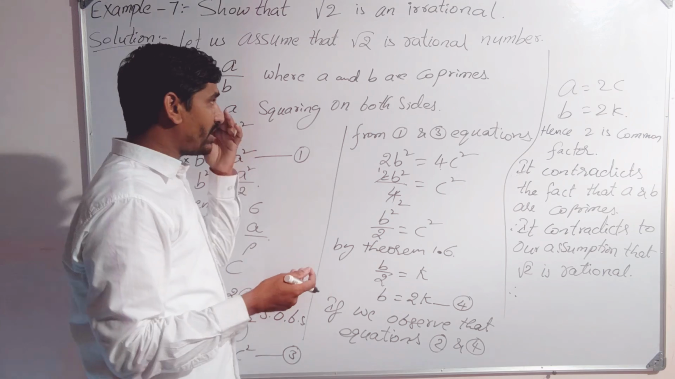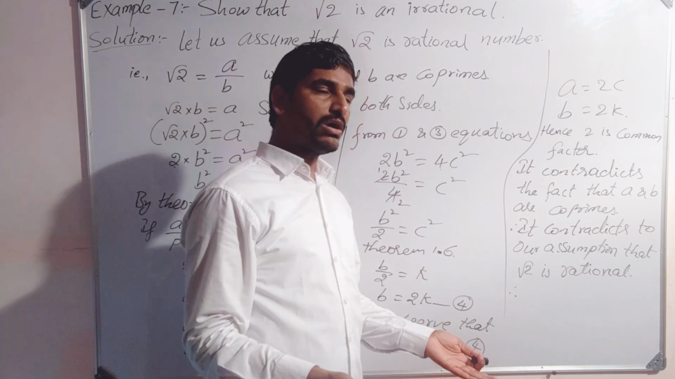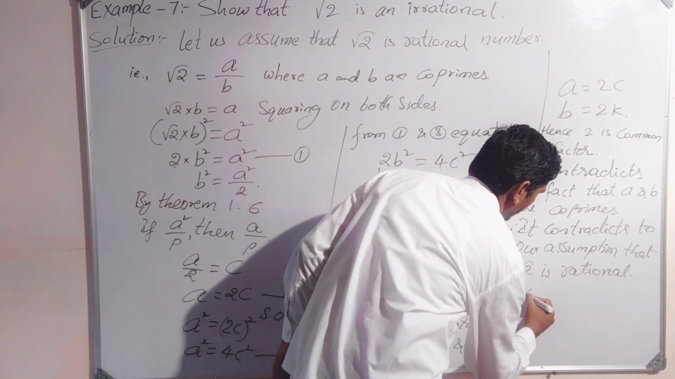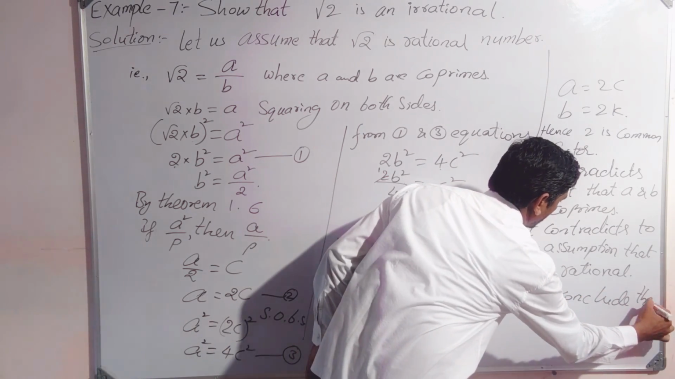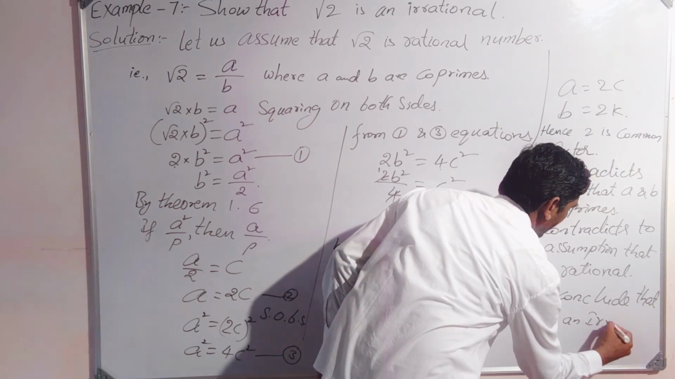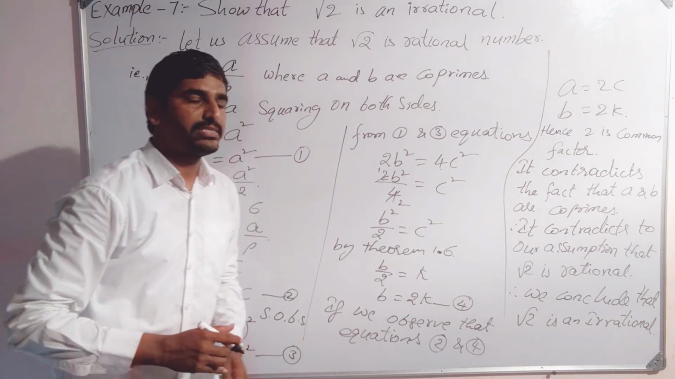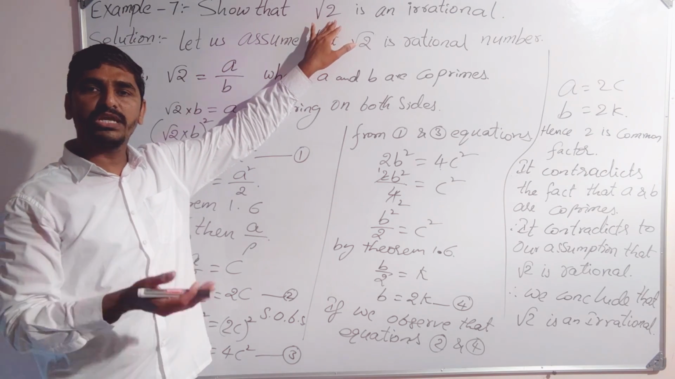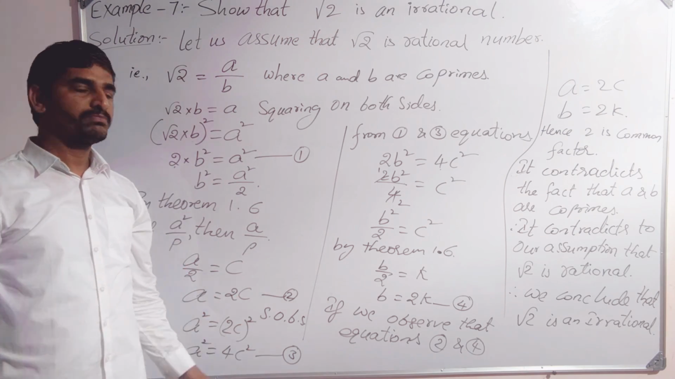It is concluded that our assumption is wrong, our assumption that root 2 is rational. Therefore, we conclude that root 2 is irrational. Like this, we have to solve some more problems: root 2, root 3, root 5, root 7. For those numbers also, the same concept applies. Okay, right.